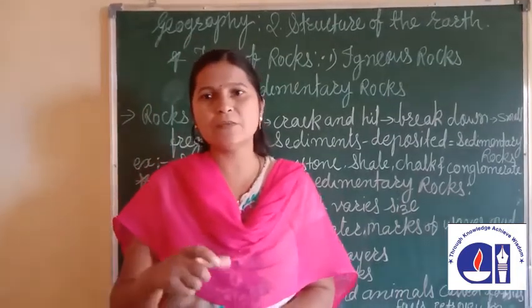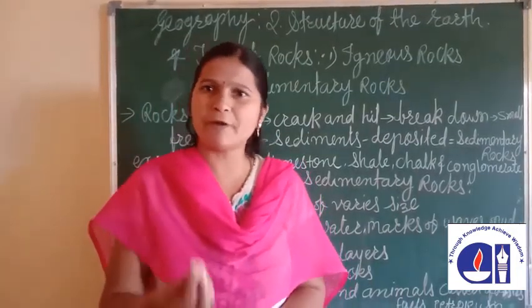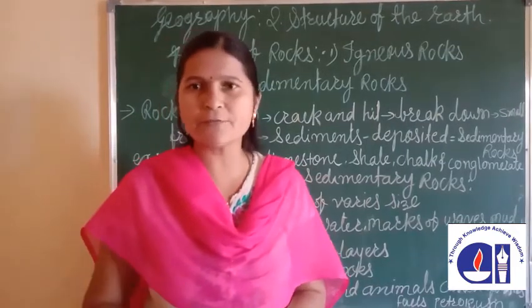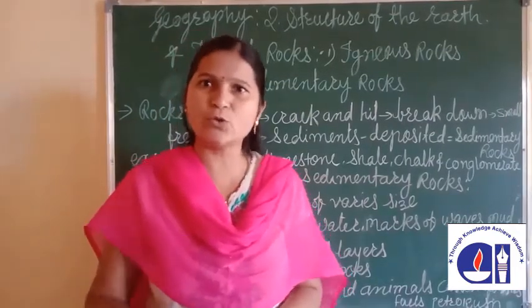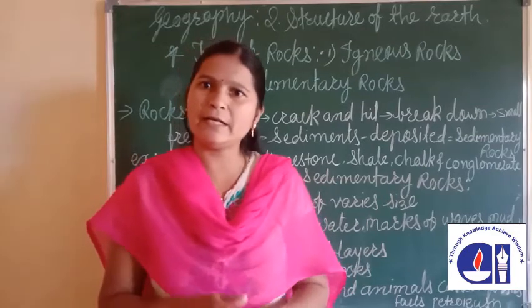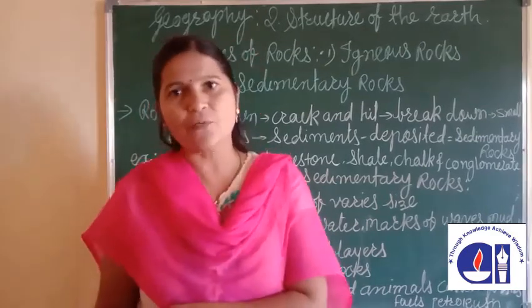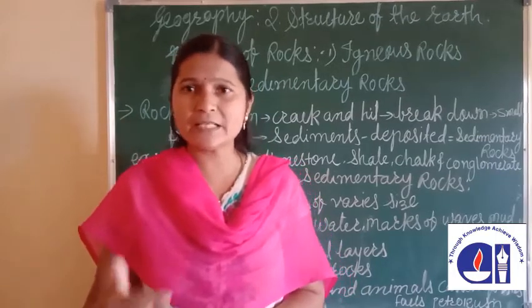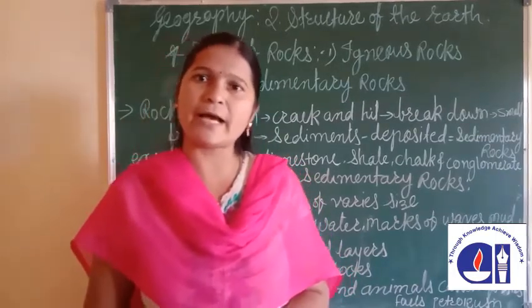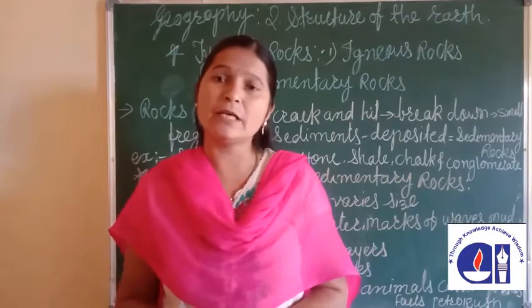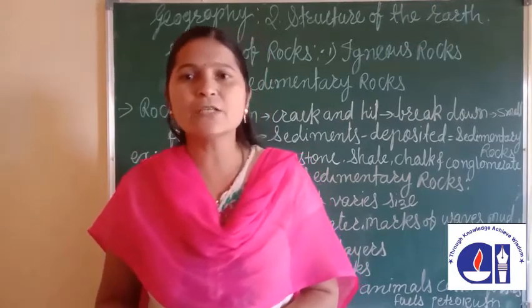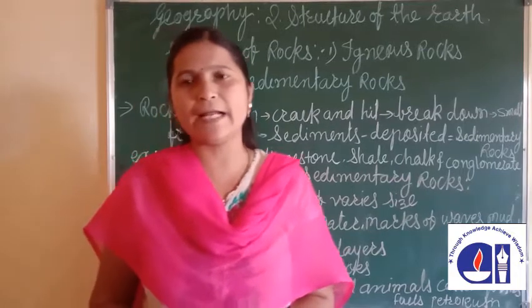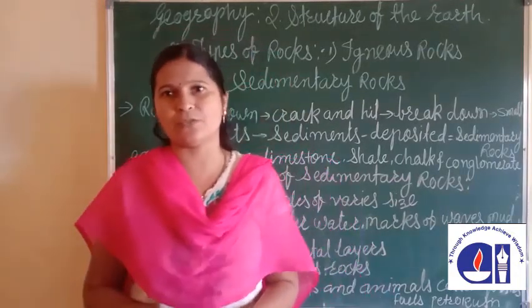Lava, which is in molten form, that fire comes out on the surface of earth or below the surface of earth, and there it cools down. Some rocks are formed, and those rocks are known as igneous rocks. Igneous rocks are also called primary rocks. Igneous rocks have two types: intrusive igneous rocks and extrusive igneous rocks.